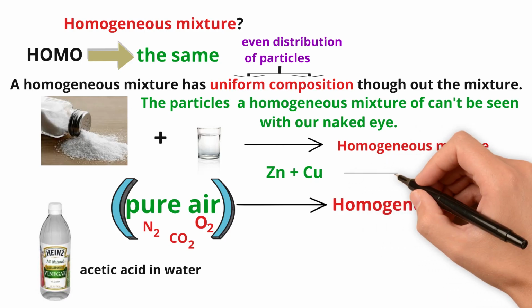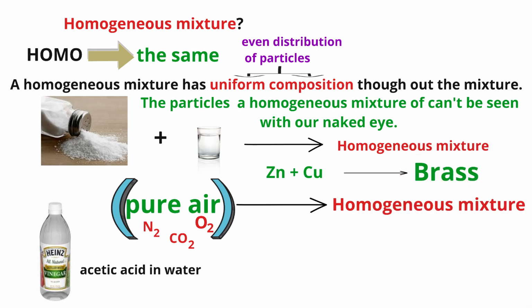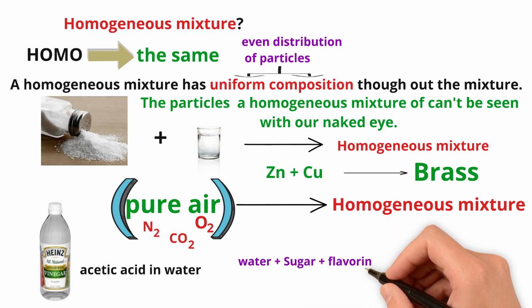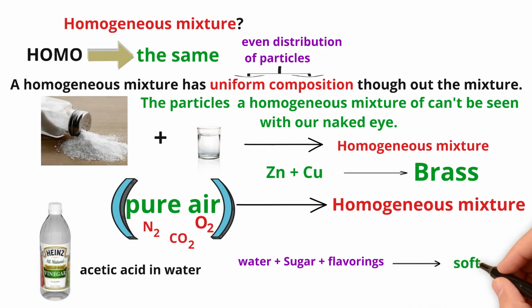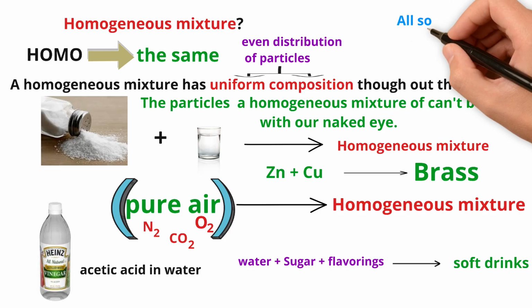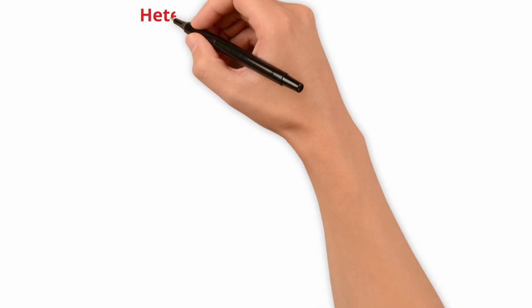Zinc mixed with copper forms brass. Brass is an example of a homogeneous mixture. Water plus sugar plus flavorings is an example of soft drinks, which is a homogeneous mixture. All solutions are homogeneous mixtures, but not all homogeneous mixtures are solutions.